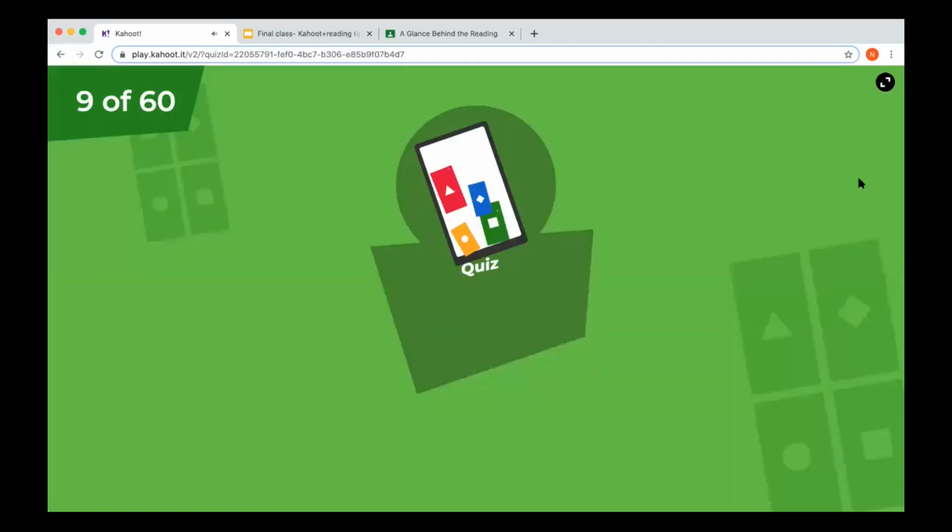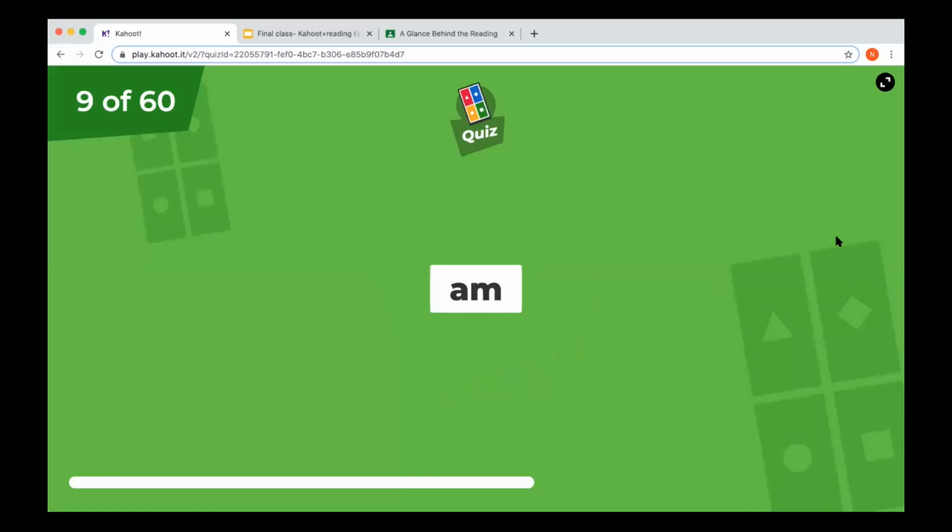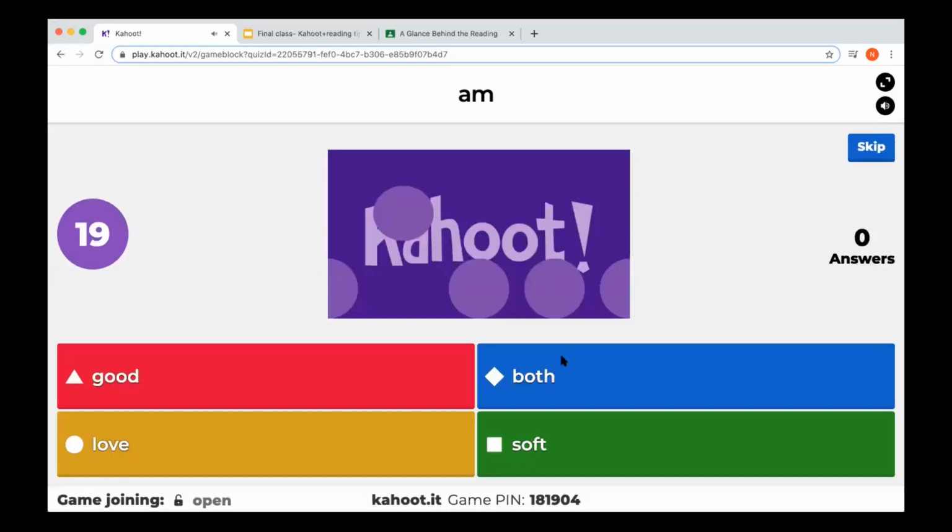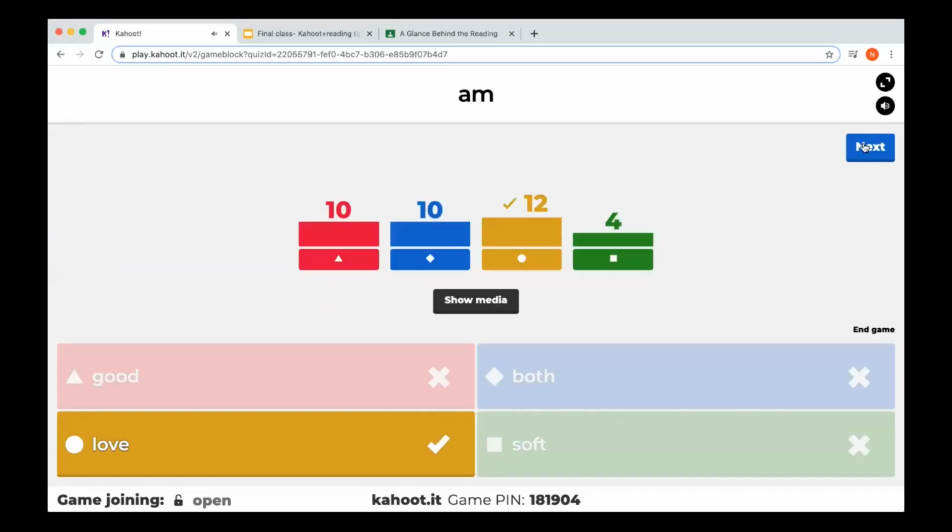Am. Red is good, blue is both, yellow is love, and green is soft. Nice. Yeah, that was a tough one. I can see where you get both, and I can also see where you would get good. The way I remember it is amicable, which also means friendly. But yeah, that was a tough one. Maybe write it down.